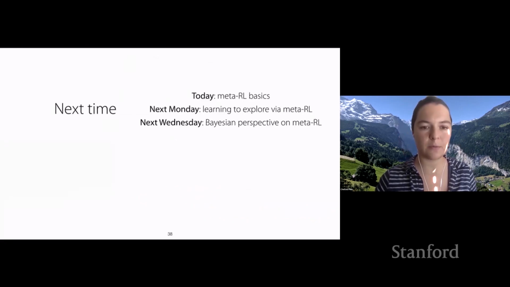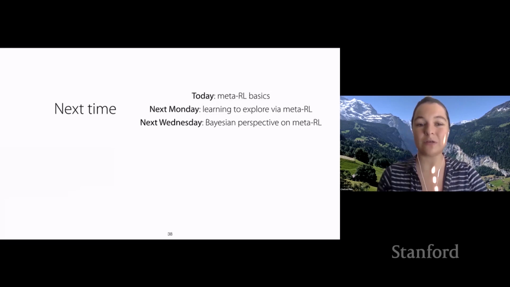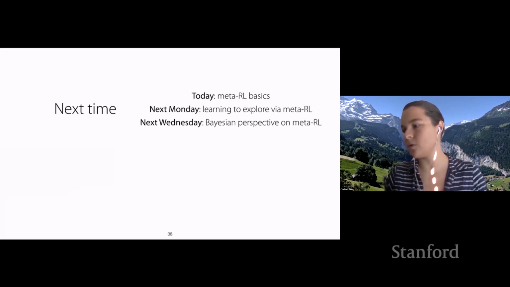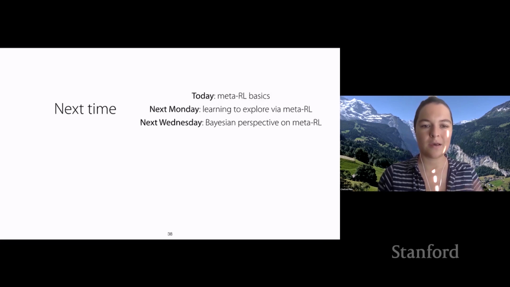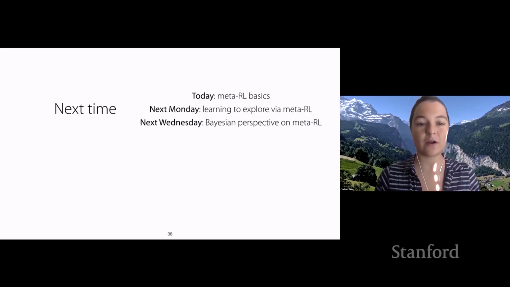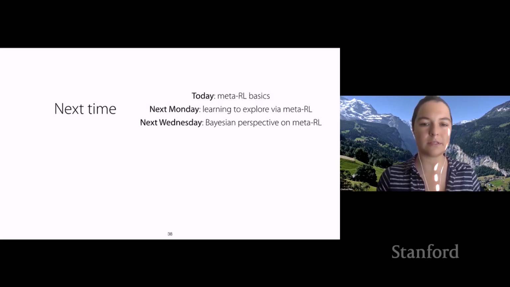As I mentioned before, next time we'll be talking about how we learn how to explore. In all of the examples we gave before, we had relatively shaped rewards. It was relatively easy to figure out how to adapt to the task, or we were able to learn exploration strategies end to end in the navigation example. On Monday, we'll talk about situations where we need to explore in much more sophisticated ways in order to solve the tasks. And then next Wednesday, Karol will be talking about a Bayesian perspective on meta-RL and how we can derive some of these algorithms from first principles from probabilistic graphical models.